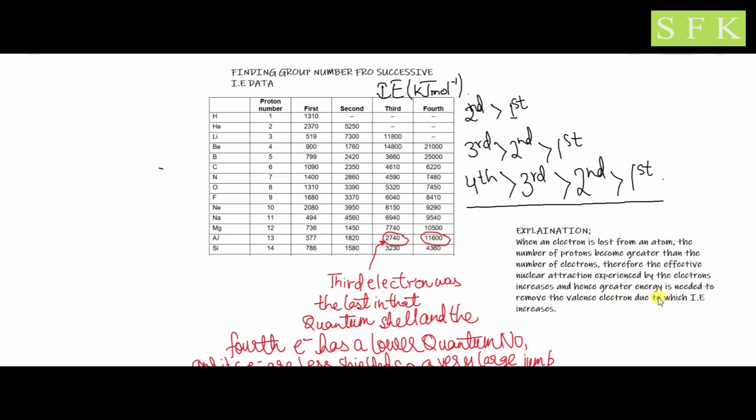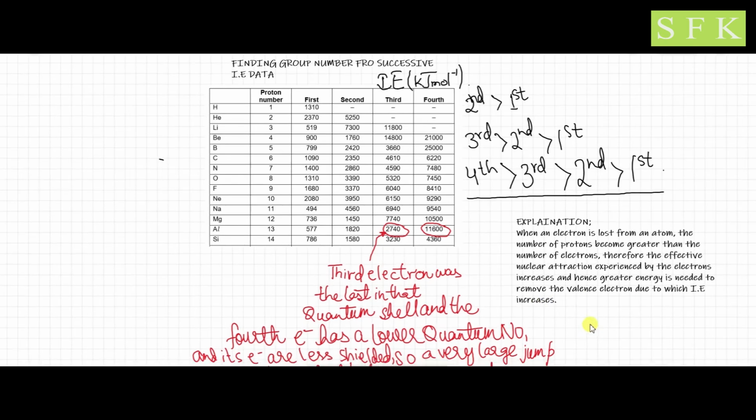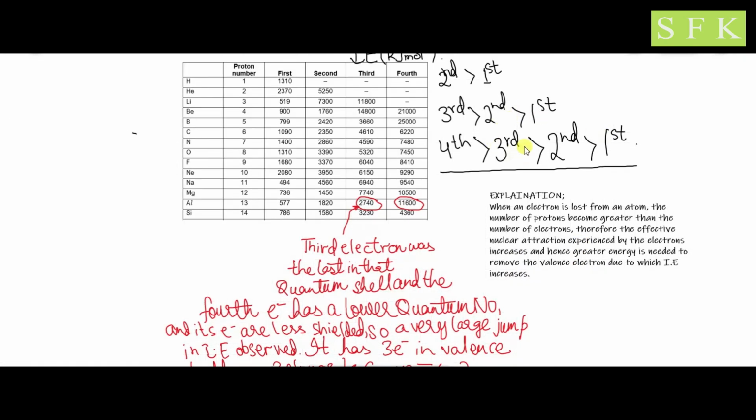Therefore, more energy will be needed to remove the valence electron, due to which the ionization energy will increase. Same goes for the third ionization energy because after the removal of the second electron, the third electron will be even more tightly attracted to the nucleus. So more energy will be needed to remove that. And same goes for the fourth ionization energy.